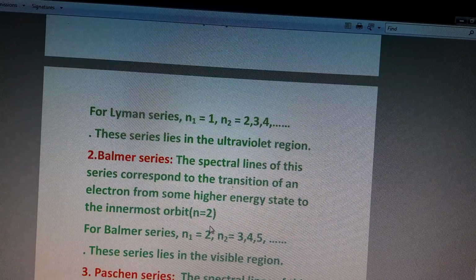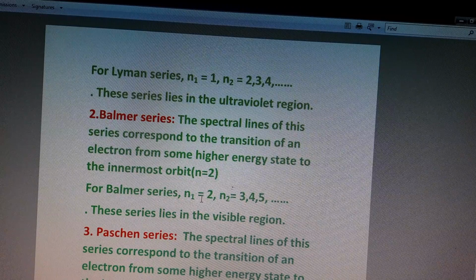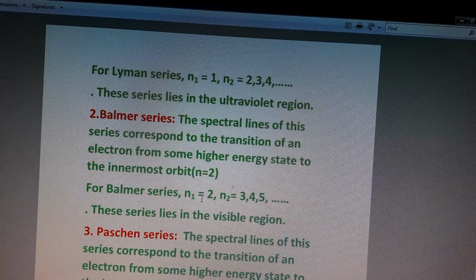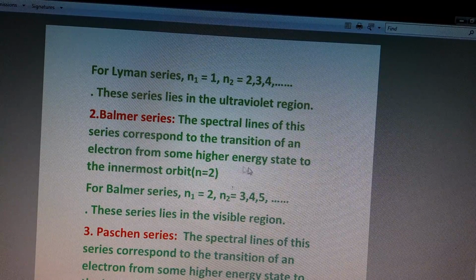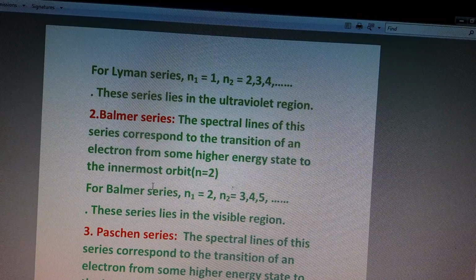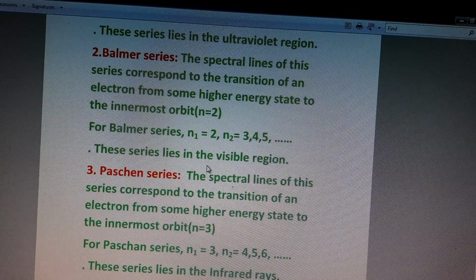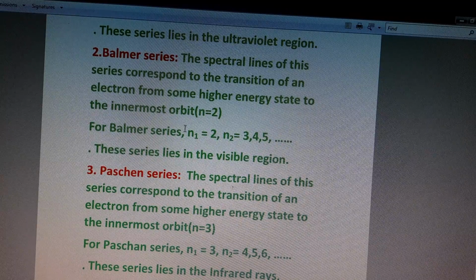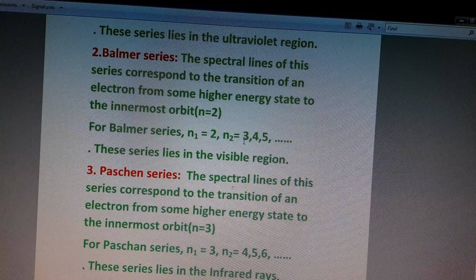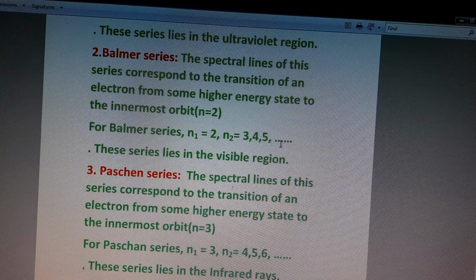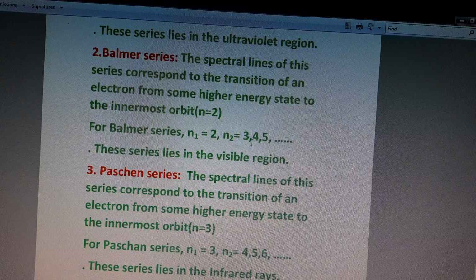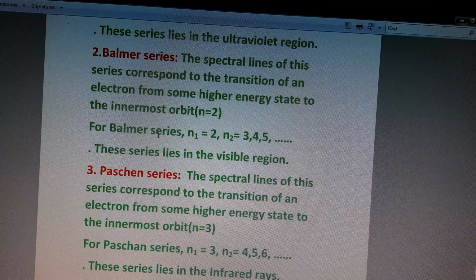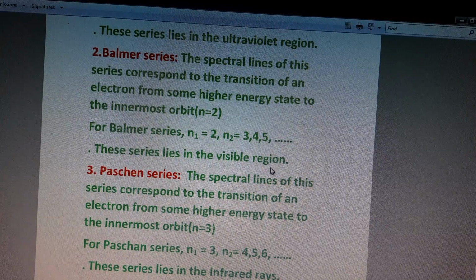In the same manner, we observe the Balmer series. The spectral lines of this series correspond to the transition of an electron from some higher energy state to the innermost orbit, that is n1 equal to 2, the lower energy state. More than 2, meaning 3, 4, 5, are the higher energy states. So the electron can jump from 3 to 2, 4 to 2, or 5 to 2, forming the Balmer series. This series lies in the visible region.